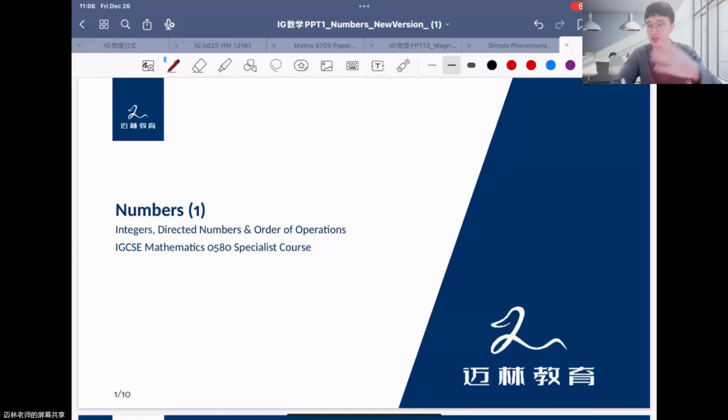Hello everyone. Today our topic is about numbers. It's our first chapter about IGCSE mathematics. In this chapter we are learning about integers, directed numbers, and the order of operations.